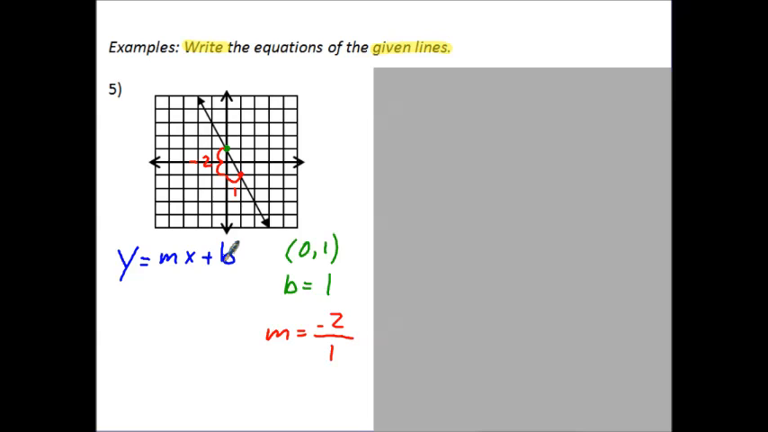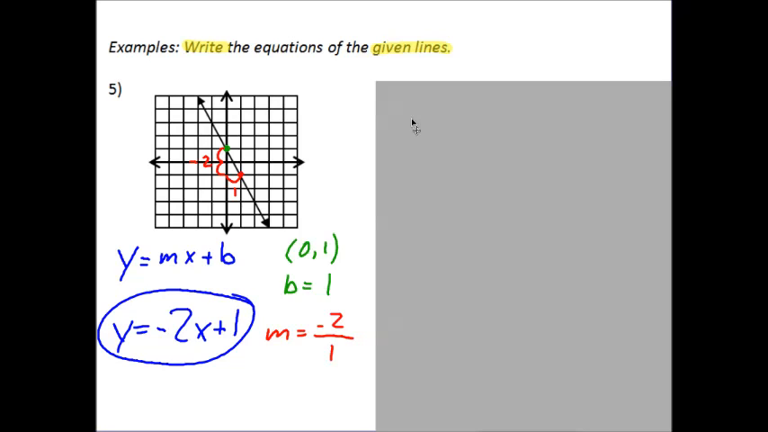So y is equal to mx plus b is our slope-intercept form. Instead of m, we're just going to write now -2. Don't forget the x. And our b is +1, so we're adding 1. And this is the equation of the line that we see up there. Let's go to our next example.